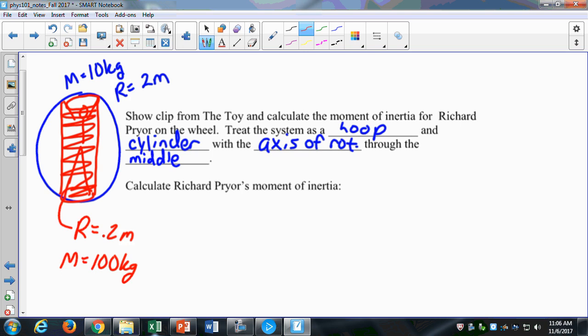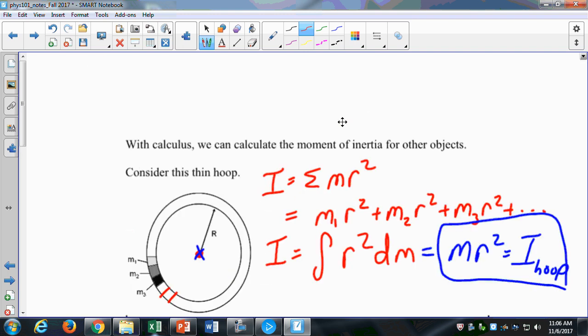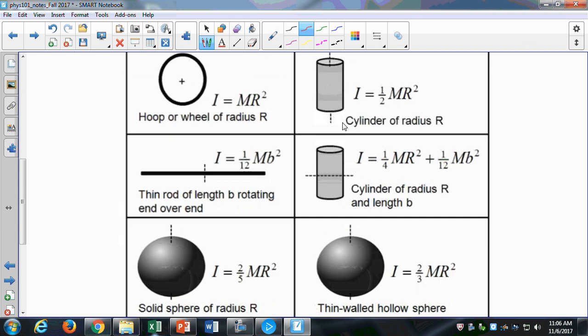Okay? So now we would calculate Richard Pryor's moment of inertia. The total moment of inertia will be the moment of inertia of a hoop plus the moment of inertia of a cylinder. But we have to watch what axis we use for each of those. Remember, there are two. So that's going to be the mass of the hoop times the radius of the hoop squared, plus, I'm going to need to go back up. I'm sorry, I don't remember what that was. A quarter m r squared plus a twelfth m l squared.